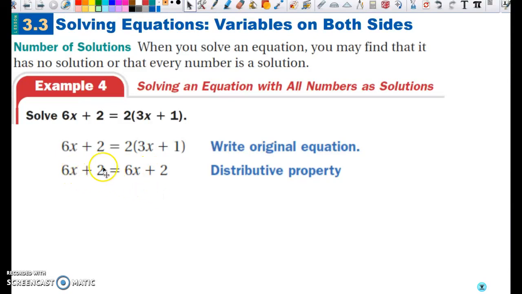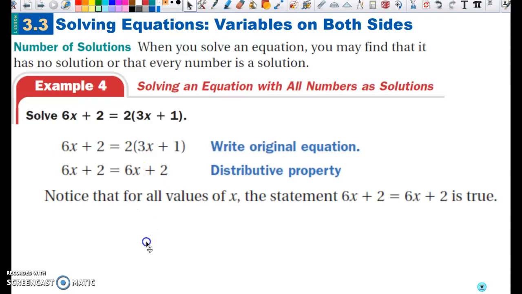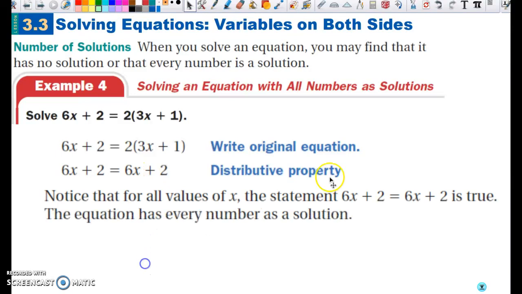So obviously, no matter what I put in for x, if I put in 1 or 6 or 9 or even a million, for any value of x, the statement 6x plus 2 is equal to 6x plus 2 is true. Like saying the sky is blue, it's always true. Okay, maybe not. But typically, there's something else that you could think of that's always true.